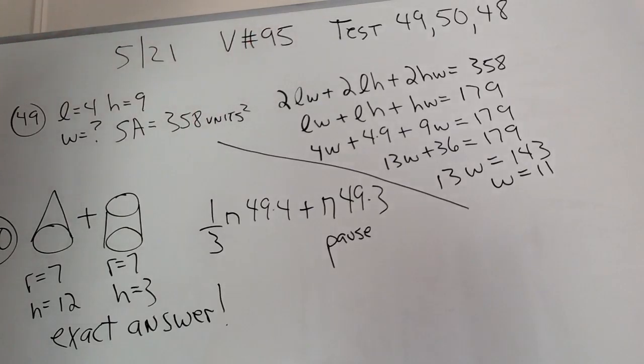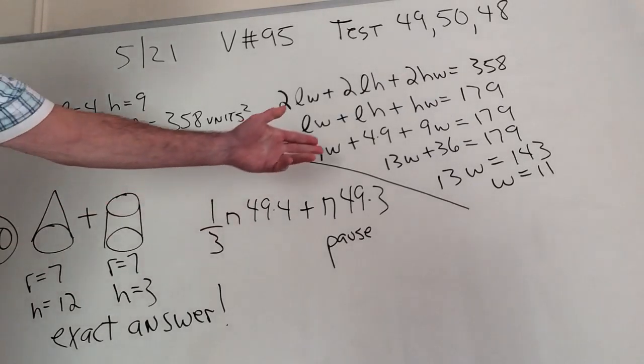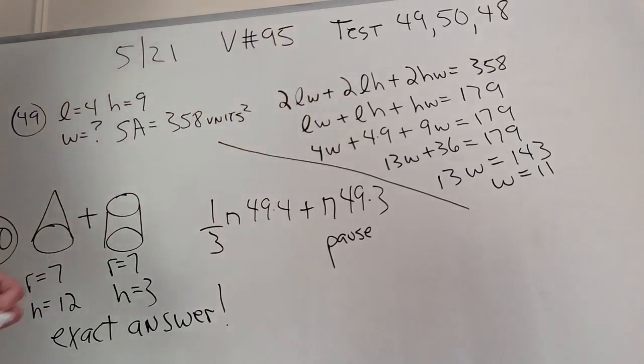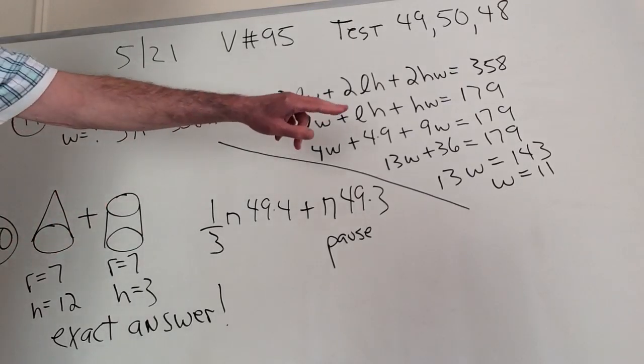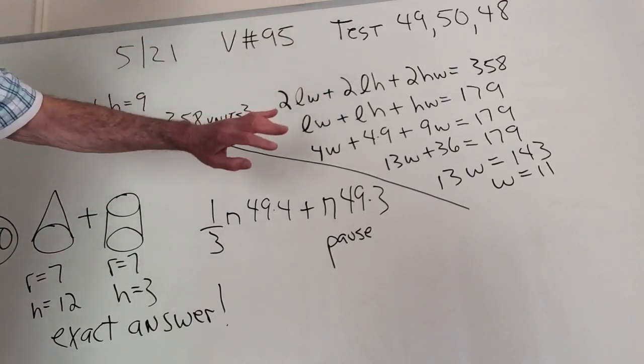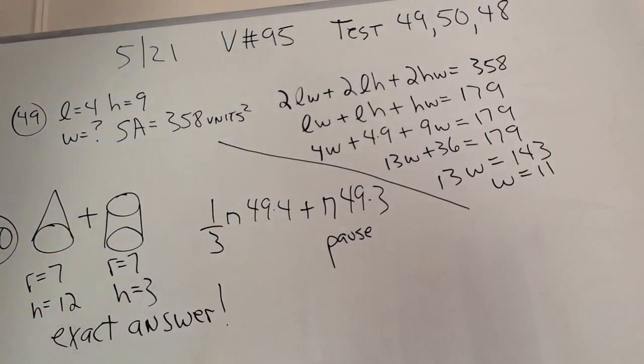I wrote out the formula, divided everybody by 2. It's always a better idea to do that. You cut down on the size of the numbers, combined like terms. 13W plus 36 equals 176. Did the algebra, you'd have a calculator handy, and then you divide 143 by 13 and come up with W equals 11. Not sure, you'd plug in the 4, the 9, and the 11, put it into the original formula, and out would pop 358.